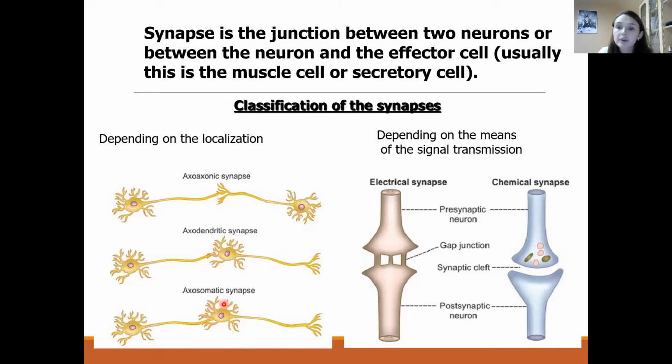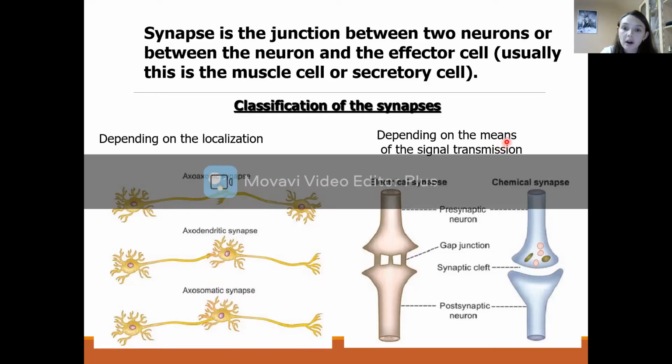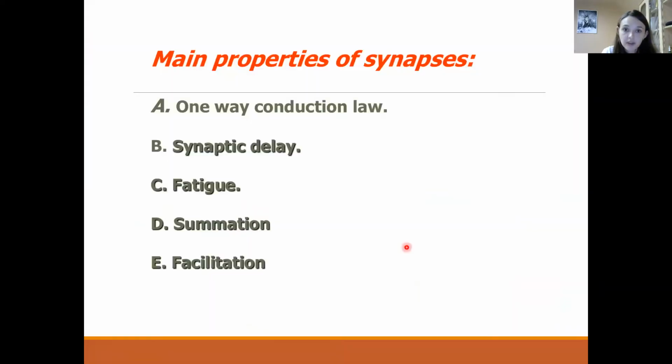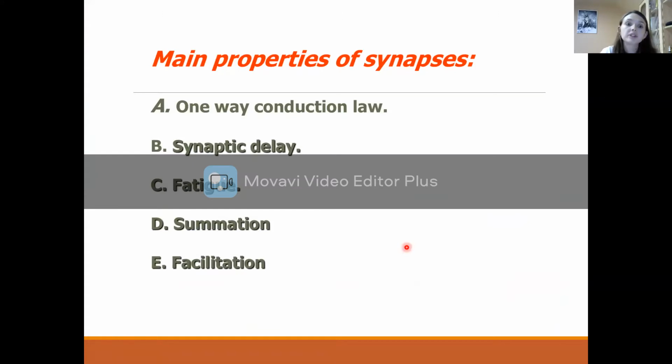Another classification depends on the signal transmission. Synapses could be electrical and synapses could be chemical. You see, even in the anatomical structure, these two types of synapses are different. About their differences, we are going to talk a little bit later. What are the main properties of synapses? The first one is one-way conduction, then synaptic delay, fatigue, summation, and facilitation.